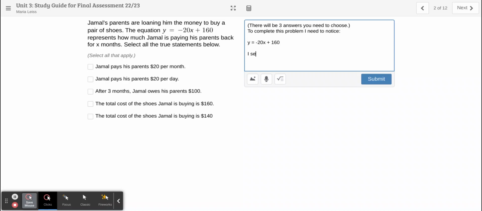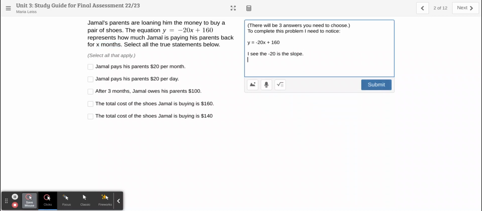First, I see the minus 20 is the slope. Now, if I read this question, it says Jamal's parents are loaning him money to buy a pair of shoes. This equation represents how much he's paying his parents back for X months. Select all the true statements. Now, the fact that this is X number of months and 20 is the slope, hopefully you're recognizing that means he's paying his parents $20 per month, and that's per month because it tells us months.